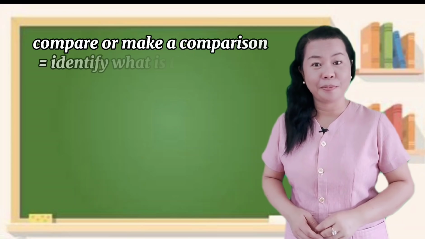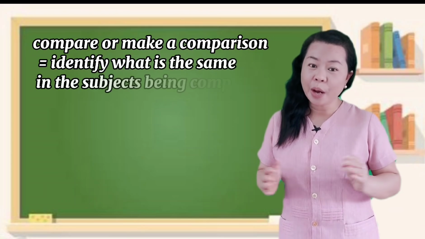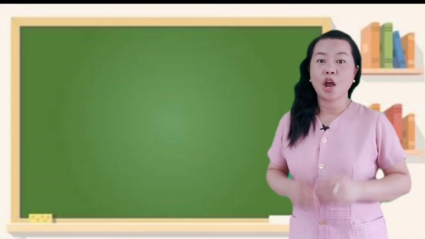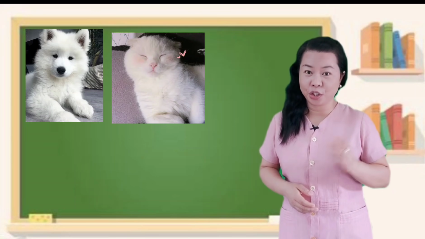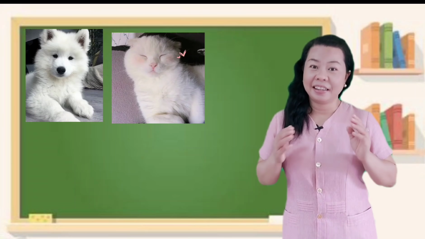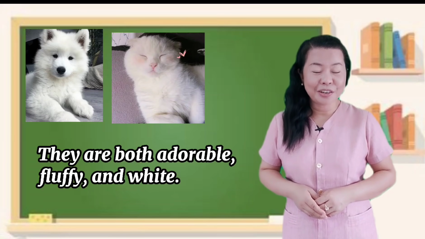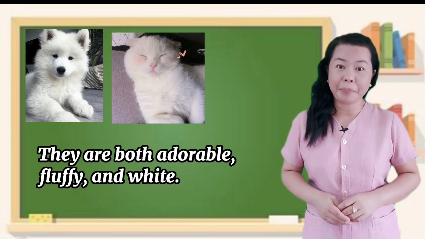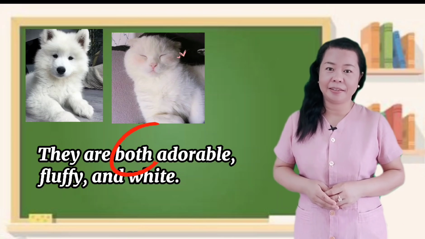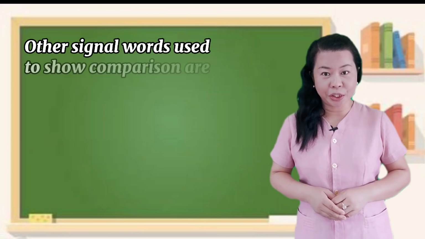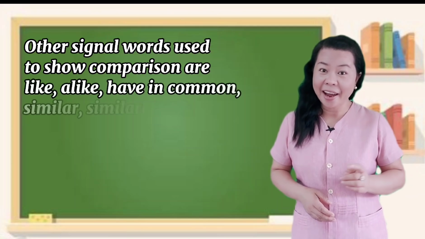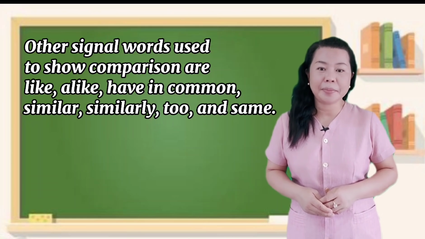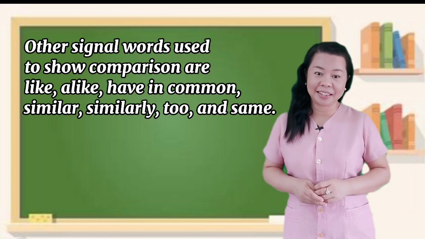When you compare or make a comparison, you identify what is the same in the objects being compared. Looking back at the pictures of the dog and the cat, they are both adorable, fluffy, and white. Notice that I use the word both to show similarity. Other signal words used for comparison are like, alike, have in common, similar, similarly, to, and same.